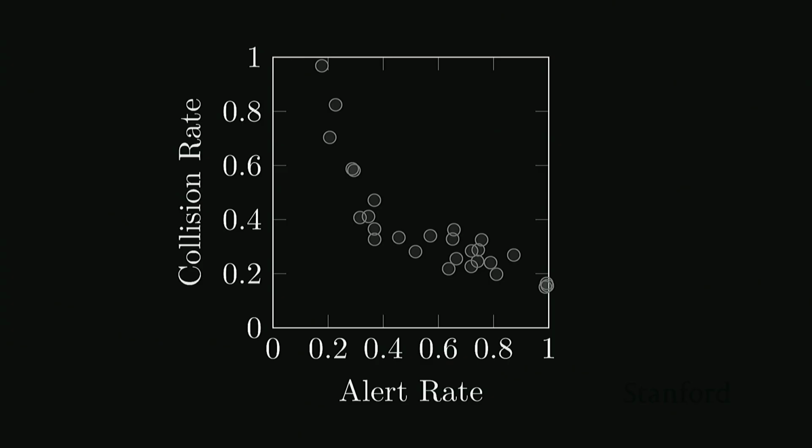And so what we could do is design a whole bunch of different collision avoidance systems and compute these metrics for each of them. And so you can think of each point on this plot as a different collision avoidance system that we designed. And now we can just take all the points on this plot and look at all of them and ask, which ones are not dominated by some other point? And then that will give us an approximation of our Pareto frontier.